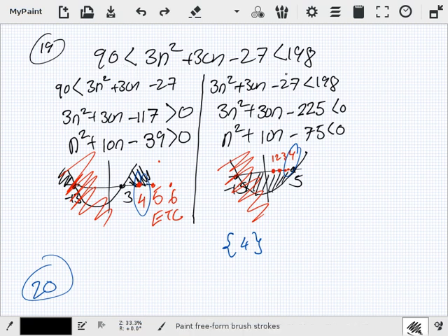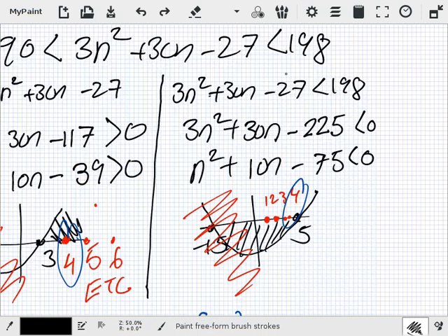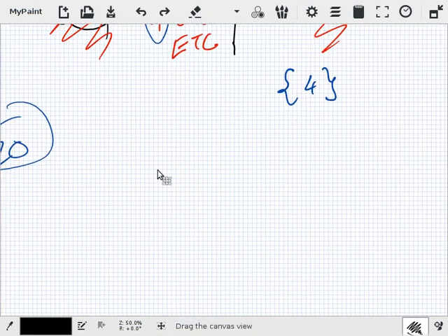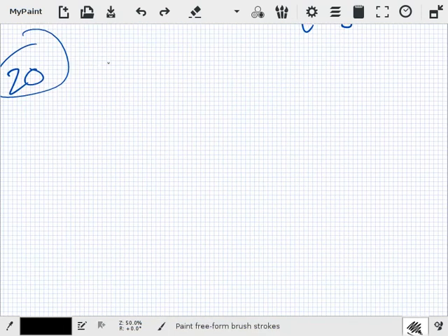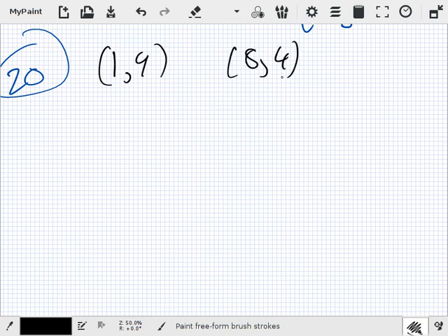Okay, 20 now. So I said, find the equation of the line that passes through (1, 9) and (8, 4). And the thing that really caught people out, which annoyed me, is I said, give the answer in this form where A, B, C are natural numbers. Now they do this in the exam all the time. They would say, give it in this form where A, B, C are natural numbers.